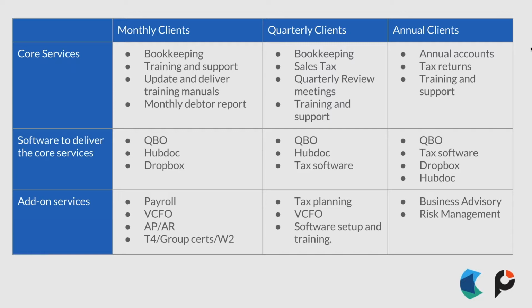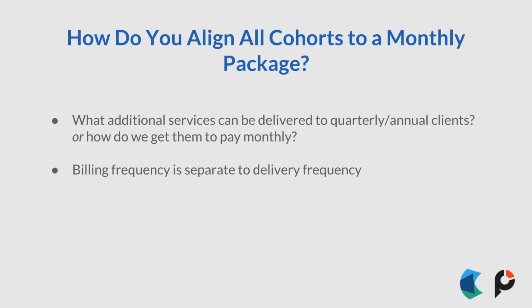Ultimately, what we want to start to see is patterns of services that become part of that core package. The services your clients must take and the add-on services that will help your clients demonstrate additional value very easily for each of your cohorts or your groups. Cool. So how do we do that? How do we line all the cohorts to a monthly package?